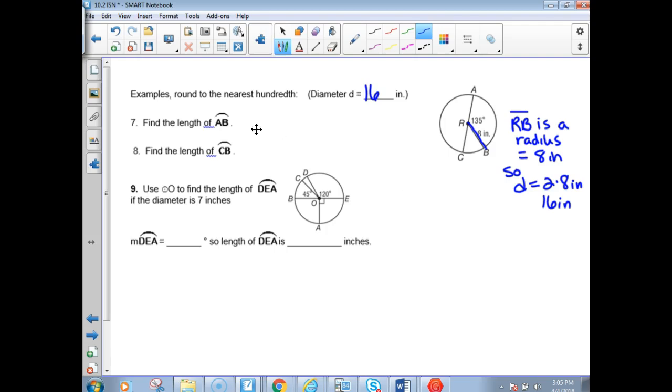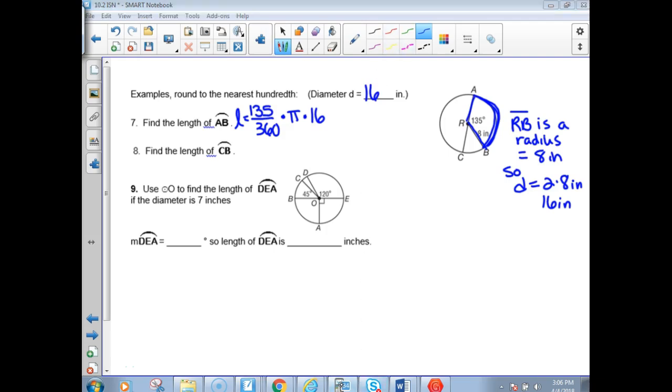Now I'm ready to find the length of arc AB. I take the angle 135. I want to find this arc length now. So that length will be the angle measure 135 divided by 360 times pi times the diameter, which we determined is 16. That's the length of that arc.